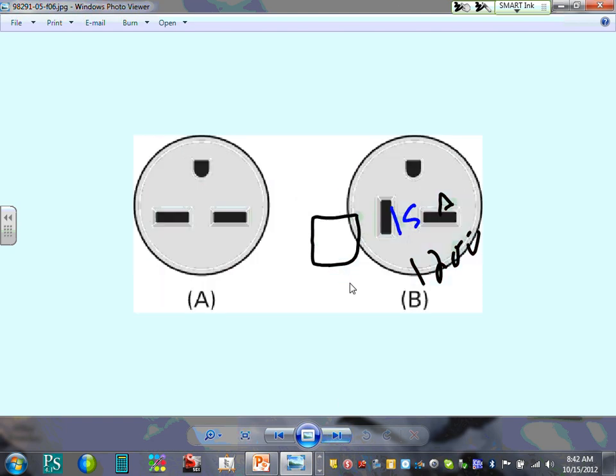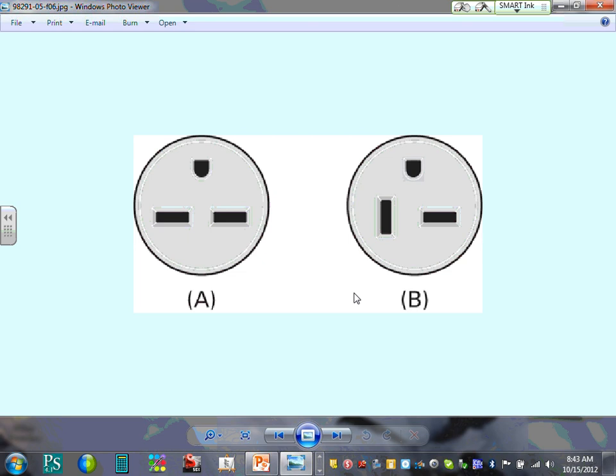Okay, so here's some of them. These are 120. The one on the right, I have to look at that one. The one on the right is 240, I believe. 240, 120, 15 amp, and this is 20 amp only, B is 30.